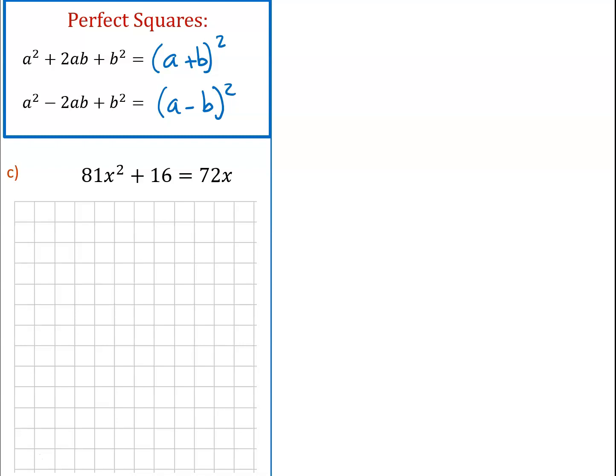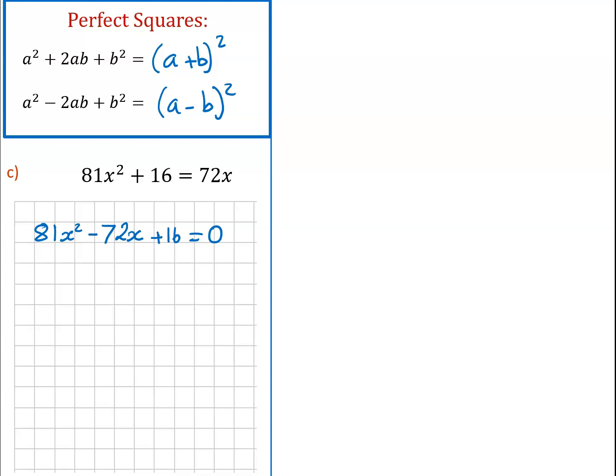How are we going to use that here? Well, let's have a look at this. We have this quadratic equation to solve now. The first step is always the same: make it equal to 0. So let's start with 81x squared. Where am I going to put the 72x? Next to the first term, so that way it's in the middle. So that's equal to 0.